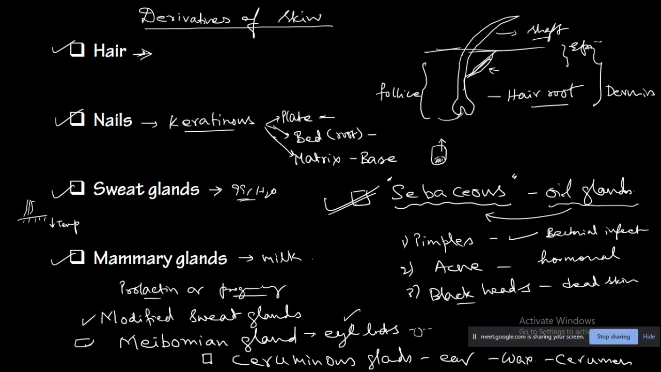So what we are seeing here are the different derivatives of the skin, that is the hair, nails, sweat glands, mammary glands, sebaceous glands. Within sebaceous glands, further there are these two types: meibomian glands and ceruminous glands. Okay, so the structure of the skin, though it will appear that for most people skin is just one kind of layer on top of the body, but in fact there are different layers.